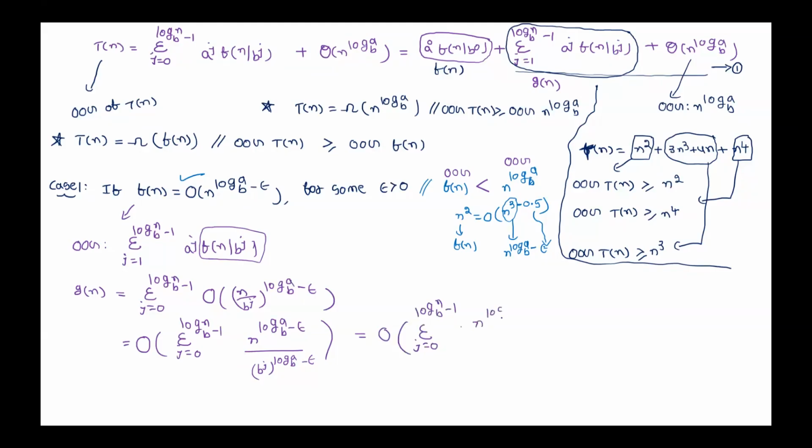n power log a base b minus epsilon, divided by, what is this value? b power j into log a base b minus epsilon. This can be written as b power j into log a base b, into b power minus epsilon. Is that correct? b power j log a base b into b power minus epsilon.